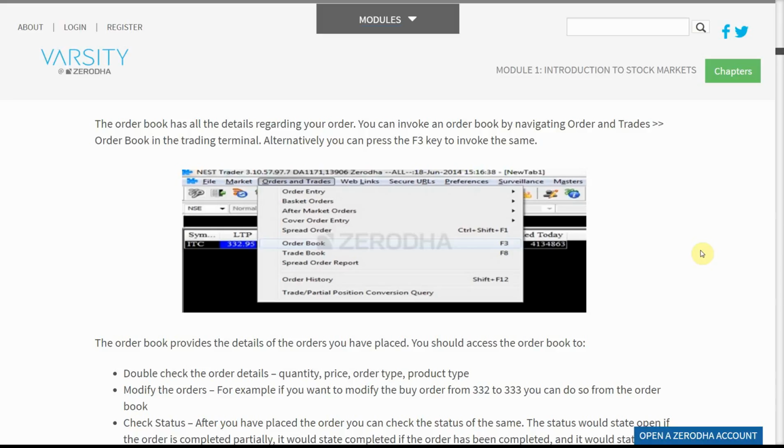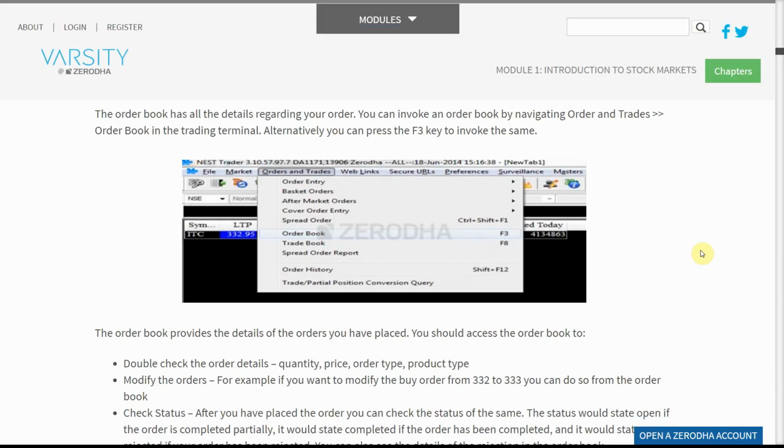The order book provides the details of the orders you have placed. You should access the order book to double-check the order details: quantity, price, order type, product type. Modify the orders. For example, if you want to modify the buy order from 332 to 333, you can do so from the order book.